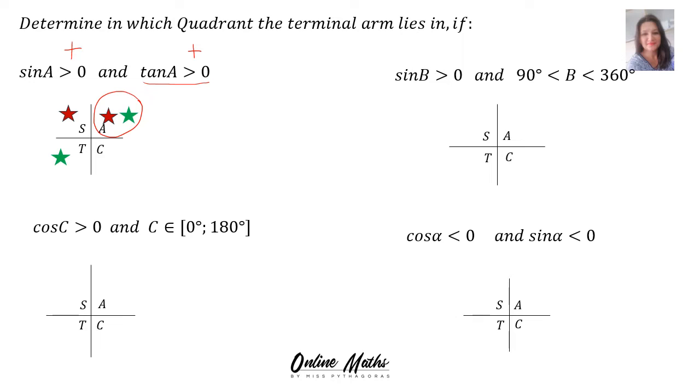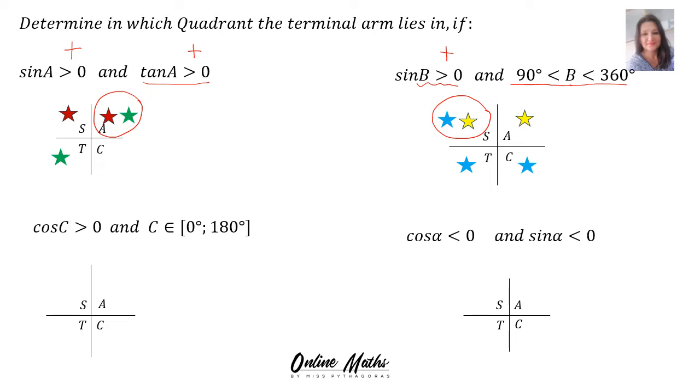If we go to the second one on the right here, sin B greater than 0 means where is sin positive? Sin is positive in the first and the second quadrant. And this you read as B is smaller than 360 and B is greater than 90. So that implies second, third and fourth quadrant. And then there where you find your two stars, this is where your terminal arm will lie.